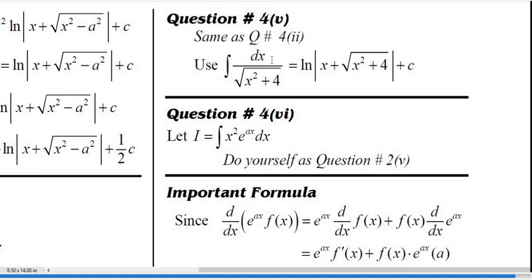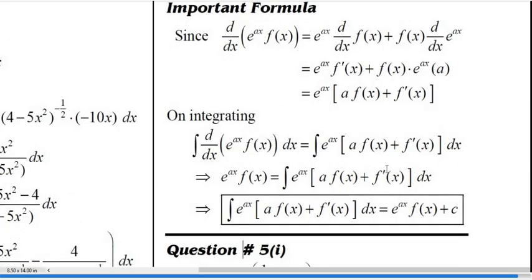Question number 4 part number 5 is the same as question number 4 part number 2. We have already solved this question. Question number 4 part number 6 is also the same as question number 2 part number 5.